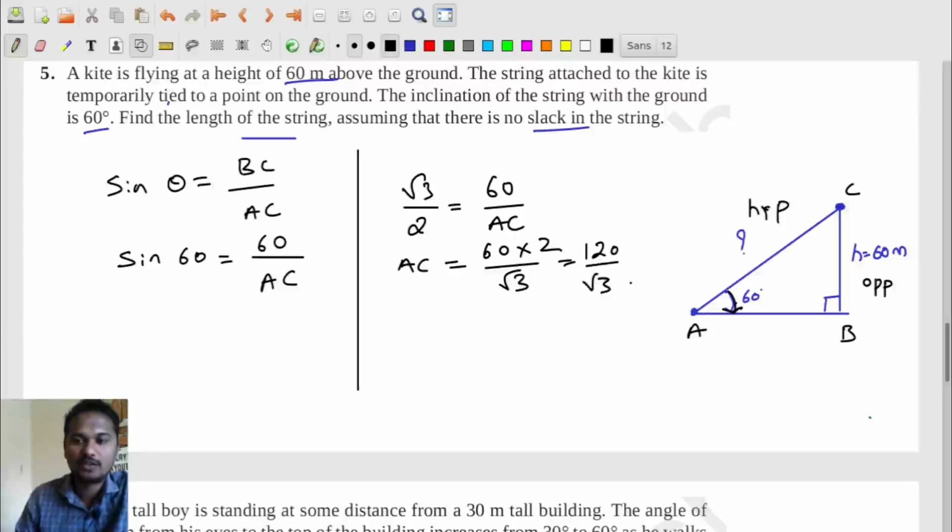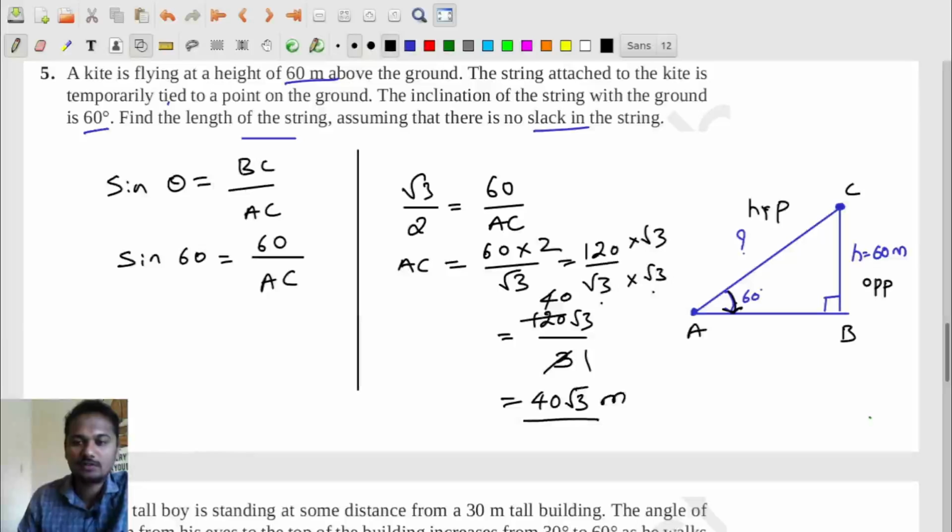If you want to rationalize the denominator, multiply by root 3, which is equal to 120 root 3 divided by root 3 into root 3, which is 3. If you want to simplify, 3 ones are 3, 3 fours are 12, you will get 40 root 3 meters. 40 root 3 meters is the length of AC. Fine. Next one.